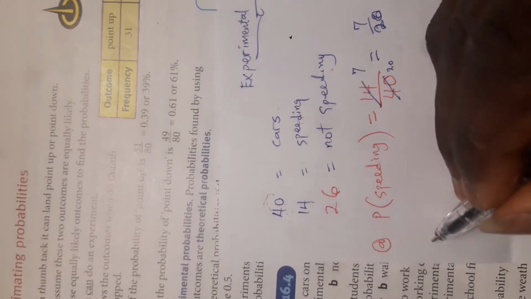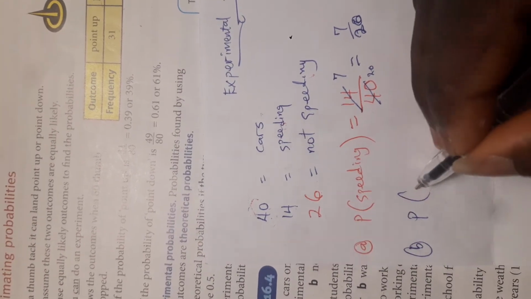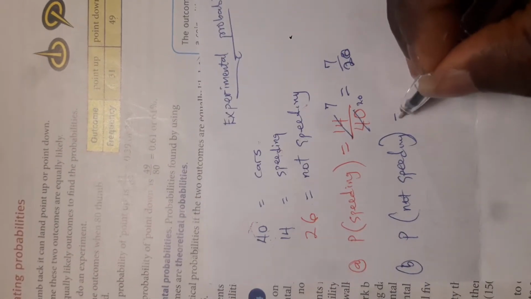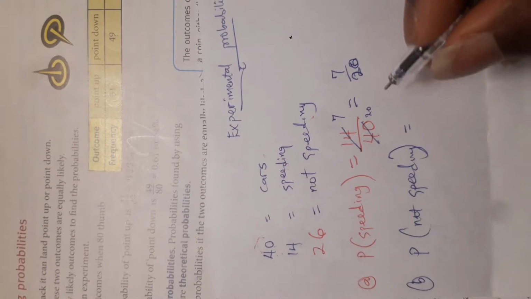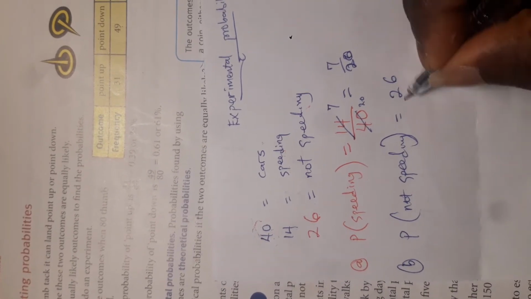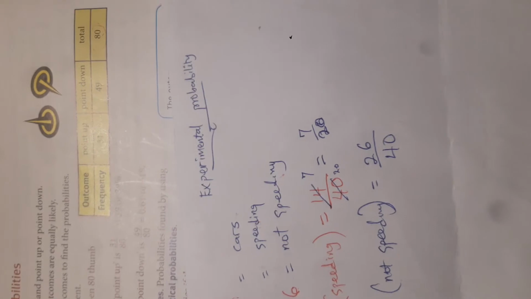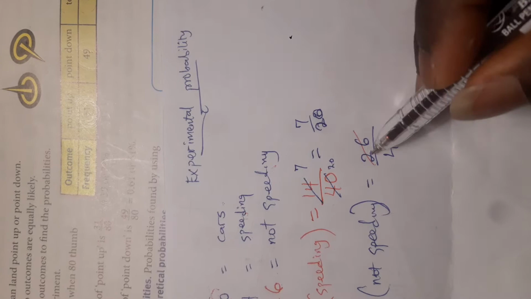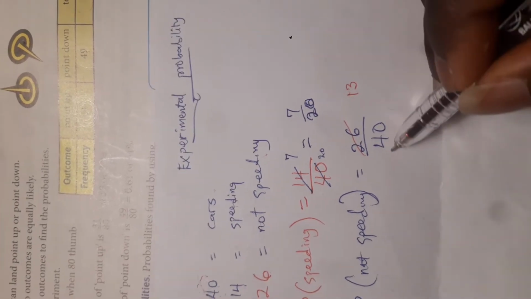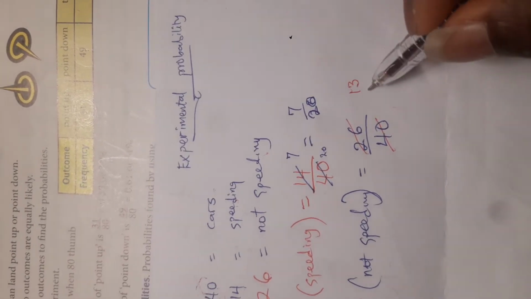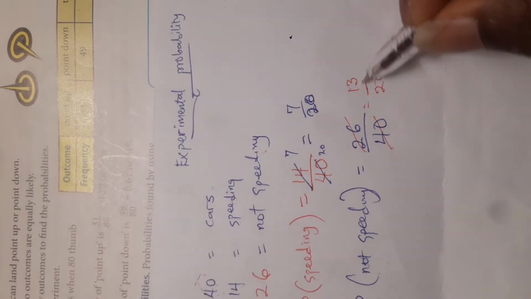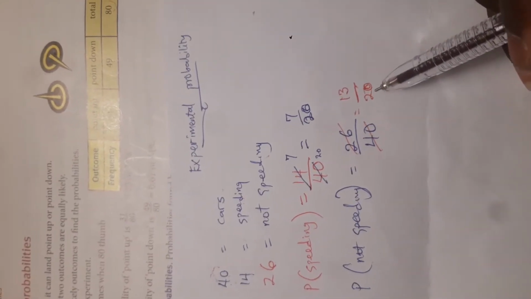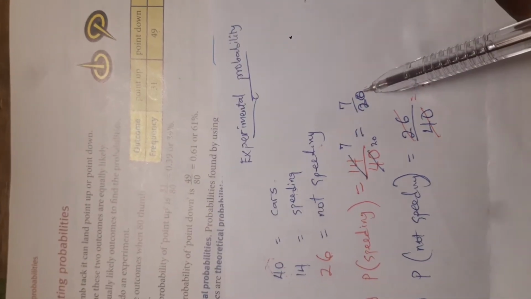Now what of the probability of the car not speeding? It will be 26 over 40, that is 26 divided by 40. This is not the simplest form. The simplest form is: 2 can divide 26 13 times and 2 can divide 40 20 times. Now this is the simplest form. This is the probability of the car not speeding, and the other is the probability of the car speeding.